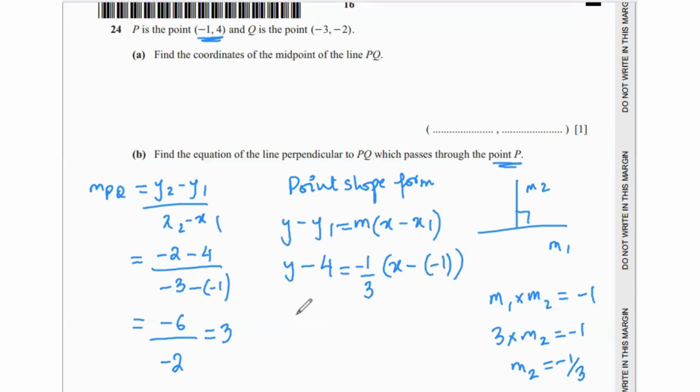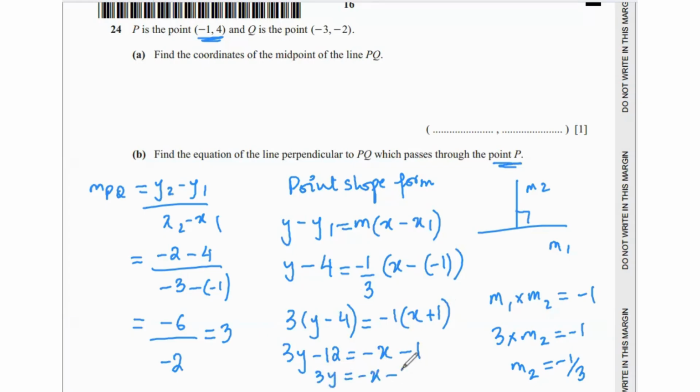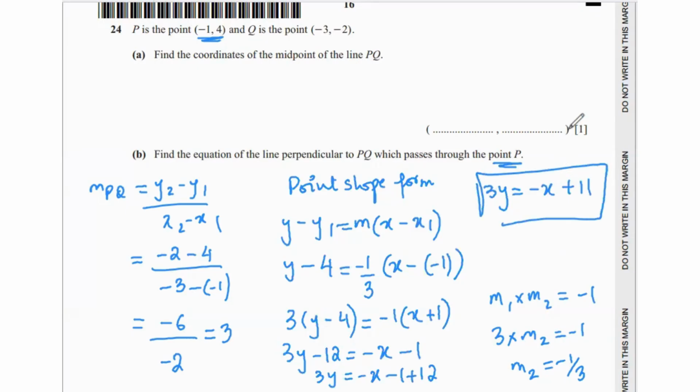x1 is -1. So cross multiply: 3 times y minus 4 equals -1 times x plus 1. That's 3y minus 12 equals -x minus 1. 3y equals -x minus 1 plus 12. And that is going to give us 3y equals -x plus 11. That is your final equation of the line perpendicular to PQ.